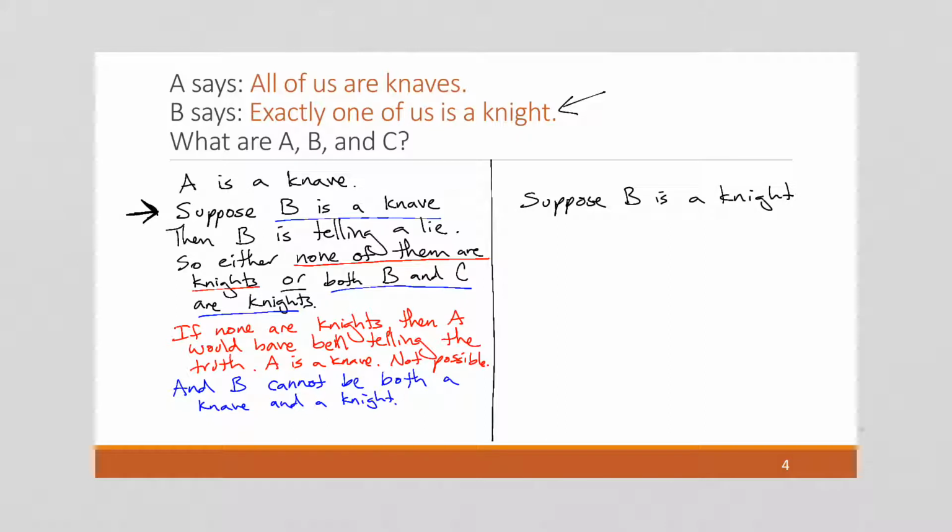Either none of them are knights. Well, we disproved that here. Or B and C are both knights, and we disproved that here because we found a contradiction. What this means, our initial statement, right, our supposition right here must be false. Therefore, B must be a knight.